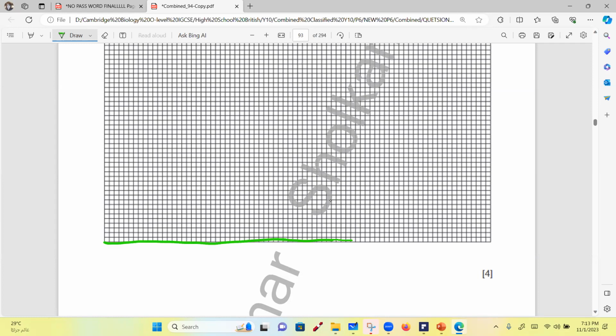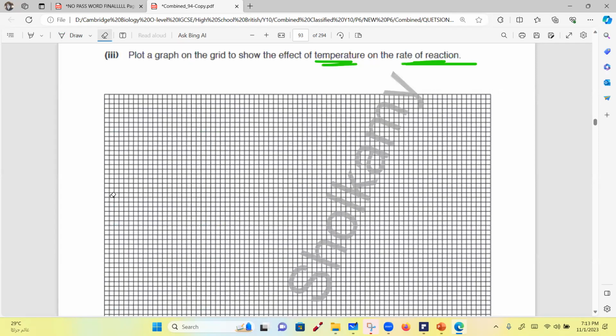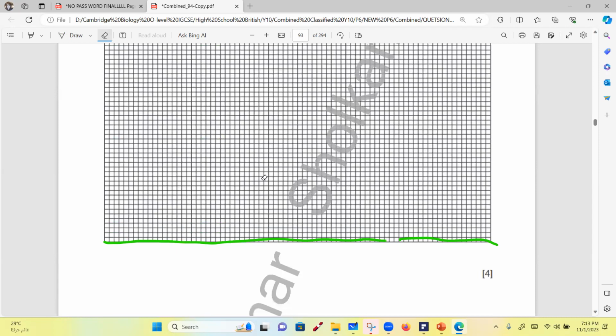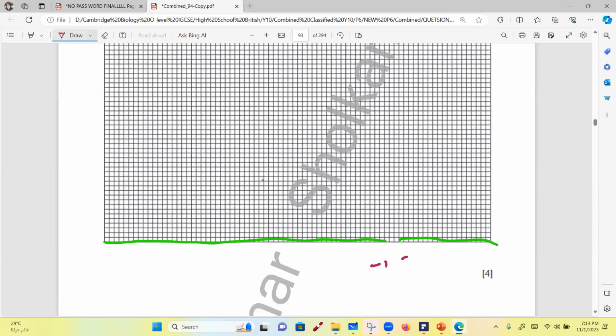Please, I'm going to use the edge of the grid. I'm not going to make a graph inside the graph. I see very strange things. And I'm not going to divide the graph in half and use half the graph. I only do that when the values are negative. I don't have negative values. So I'm going to plot the temperature on the x-axis here. And don't forget the units, in degrees Celsius.